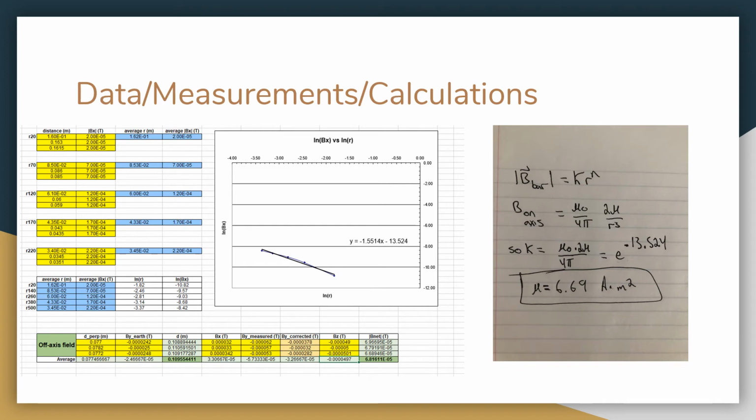The ultimate results of this are that I calculated the n to be negative 1.55, which is about half of the expected value of 3, and that I found k to be equal to the natural log of negative 13.524. Using this, in the picture to the right, I show how I calculate the magnetic dipole moment. I ultimately found this to be 6.69 amperes times meters squared.